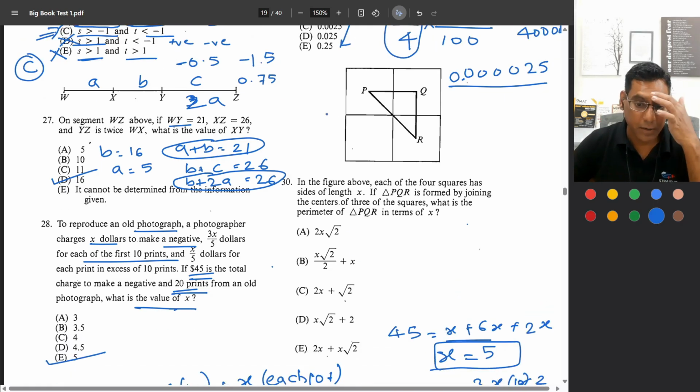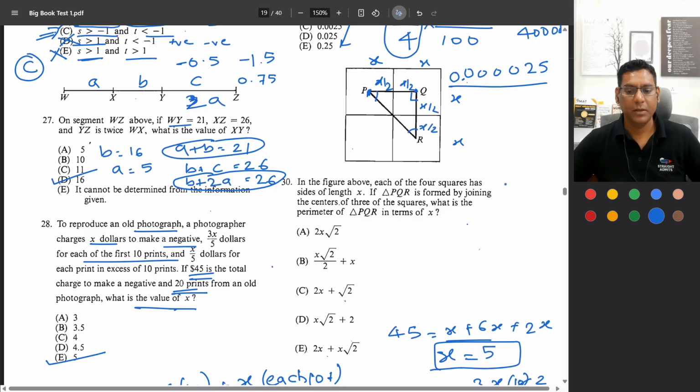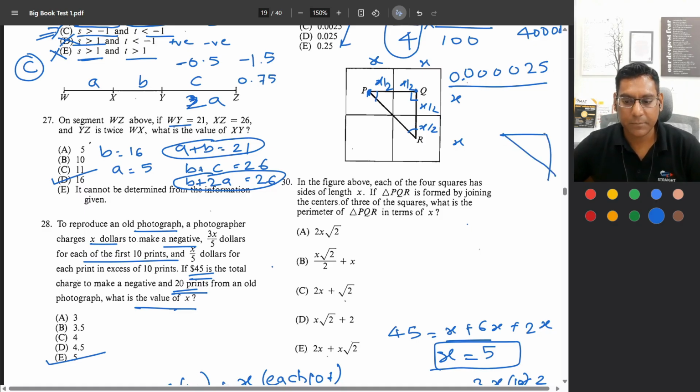Let's move to the last question. In the figure above, PQR, each of the 4 squares has length of side x. These are all x. If PQR is formed by joining the centers of three squares, so these are the centers, this angle is going to be 90 degrees, otherwise the squares will not fit together. And this is going to be x by 2, x by 2, again x by 2, x by 2. And these are 45 degree angles. So basically the diagram is like this. This is x, this is x.